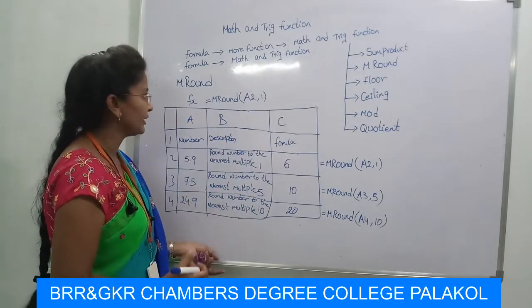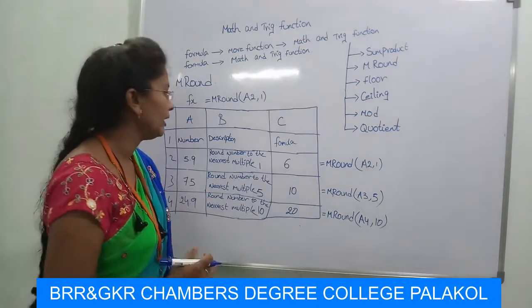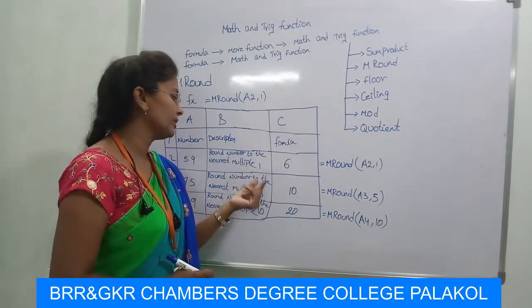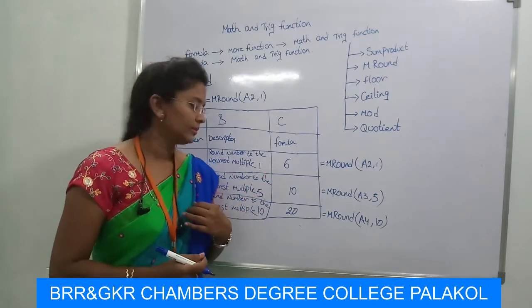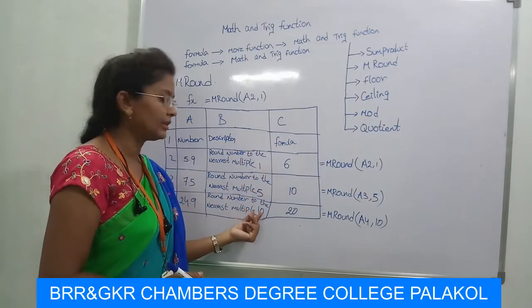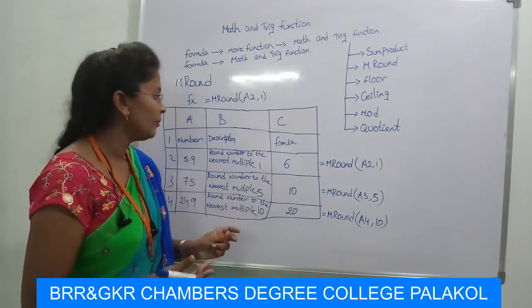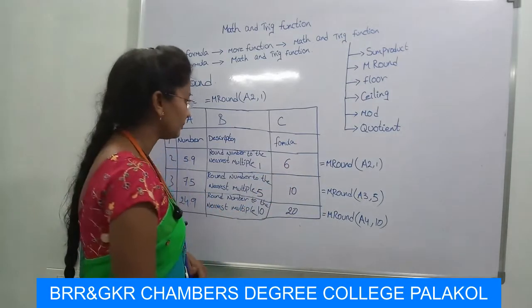The nearest multiples are already taken here. That means the first multiple is 1, the second is 5, and the third one is 10 here. And the answers will be displayed in the selected cells. And this is the round function.